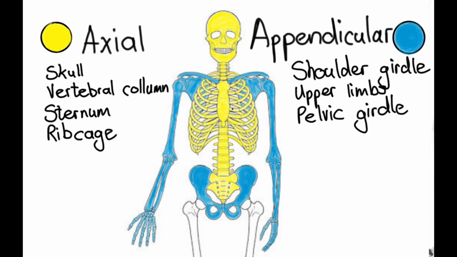But have a look at the picture now. It's very important to see that that back part where the sacrum and the coccyx is not part of the appendicular skeleton. That is part of the axial skeleton. And then of course your lower limbs.